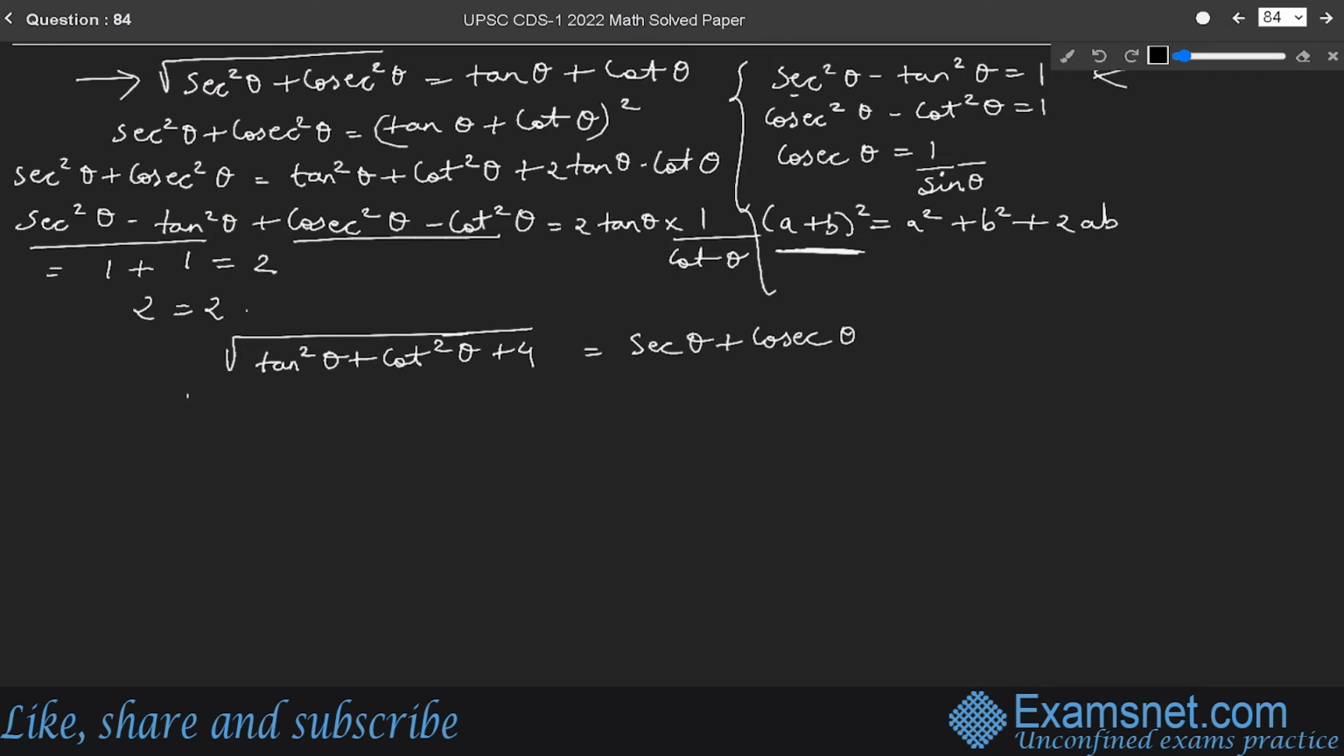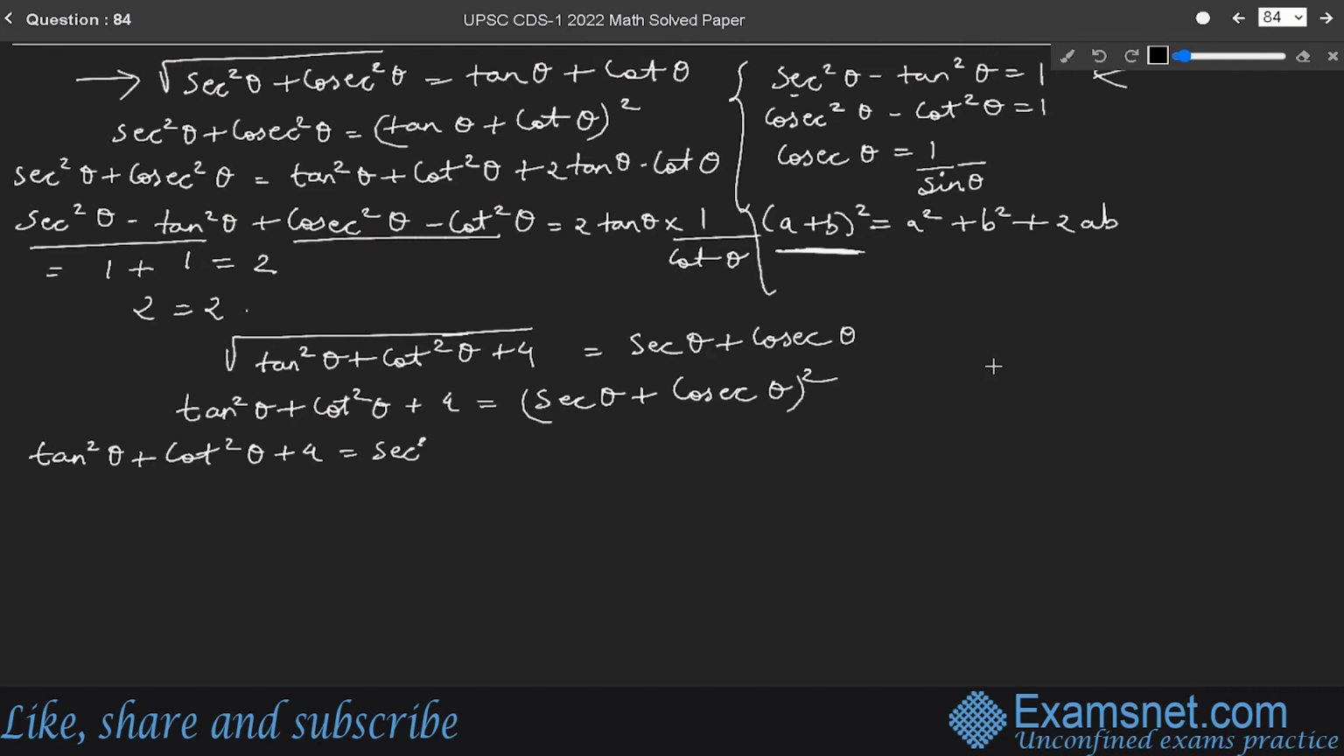Now again on squaring both the sides, it will be tan square theta plus cot square theta plus 4 is equal to (sec theta plus cosec theta) whole square. Again applying the identity for (a plus b) whole square, we will get tan square theta plus cot square theta plus 4 is equal to sec square theta plus cosec square theta plus 2 sec theta into cosec theta.